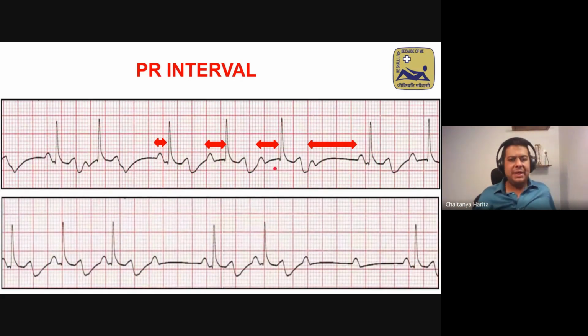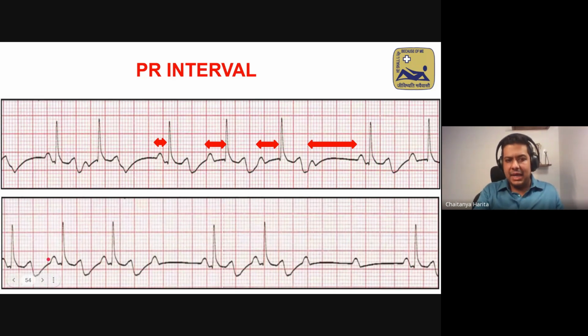This is probably Mobitz type 1, second degree AV block. So you'll see here how the PR interval keeps varying from complex to complex till one beat is missed. If you look at the ECG on the bottom, that is how complete heart block looks. Again, sorry, this is type 2 Mobitz.